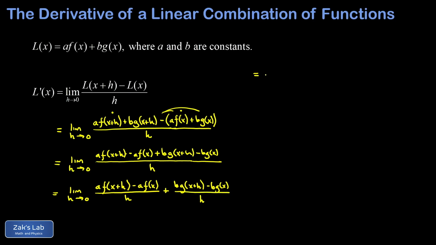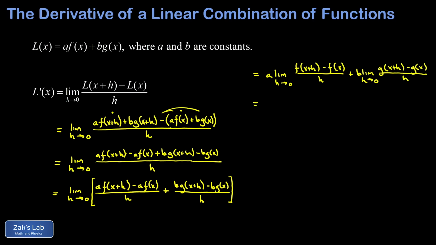And now in the next step, I'll do a couple things at the same time. First, the limit of a sum of two things is equal to the sum of the limits. In other words, I can break this into two separate limits, one for the f containing terms and one for the g containing terms. Secondly, I can factor an a out of the first one, and I can factor a b out of the second one.